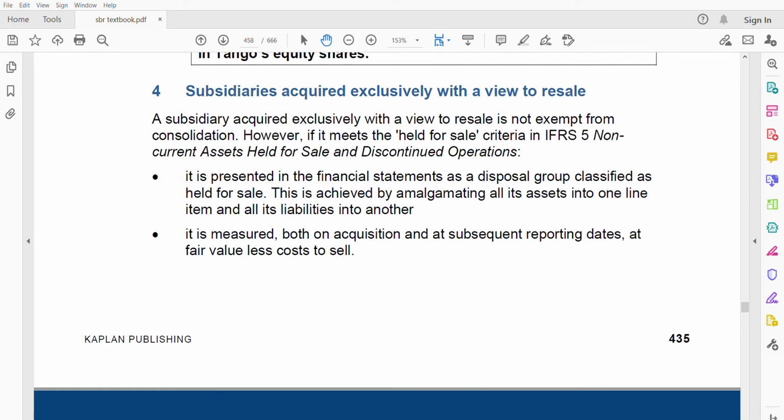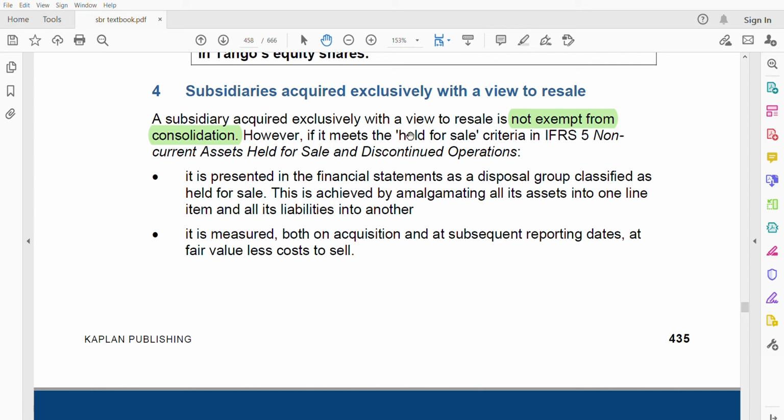Next, subsidiaries that are acquired exclusively with a view to resale. That means you're going to sell the subsidiary. You bought the subsidiary for a short time. You want to sell it or resell it. Remember, if you have bought it for resale, you cannot still exempt it from consolidation. You still have to keep on consolidating it. It is not exempt from consolidation.